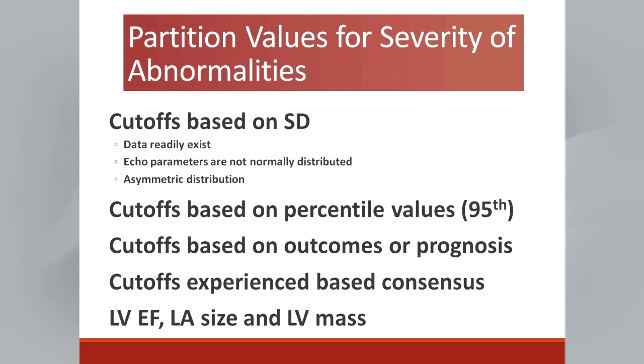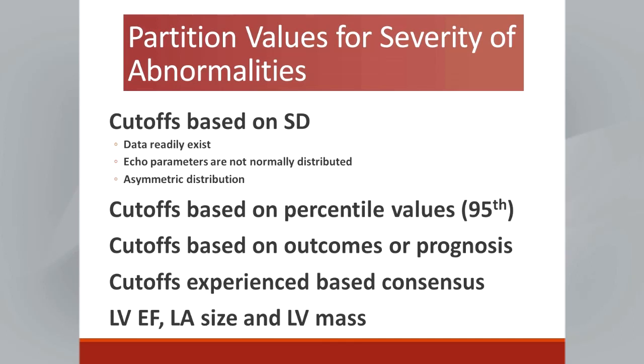So if you want to improve the statistics, you can see that these cutoff values can be based on different parameters. One would be to use cutoffs based on standard deviation. That would be to get cutoffs that are below or above a reference limit derived from a group of healthy people. The advantage of using a standard deviation is that these data exist for most echocardiographic parameters.